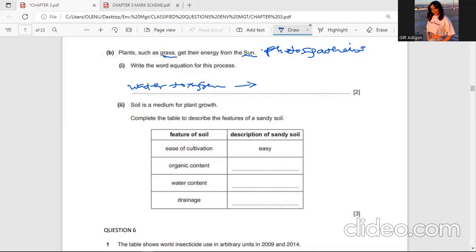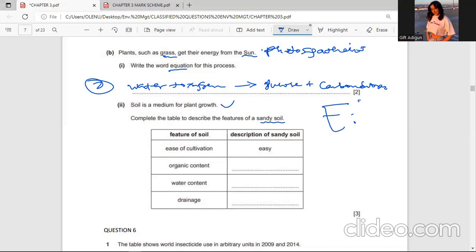So please, this is where we pause. The equation for photosynthesis is simple: water plus... If you write that, they say soil is a medium for plant growth. Yes, we know. Now complete the table to describe the features of that. We look at sandy, we look at clay, and we look at loamy soil.